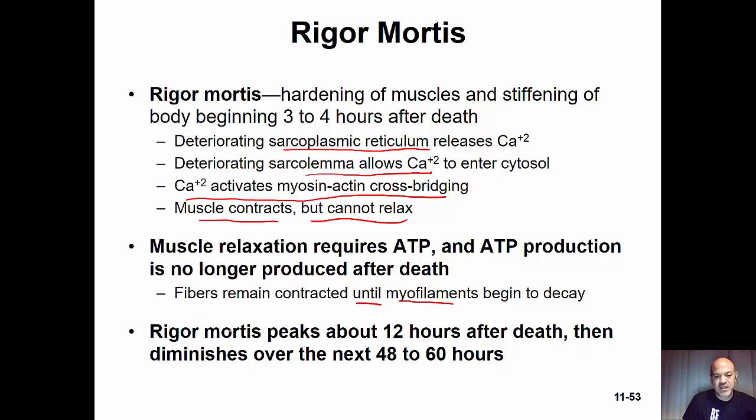But this last point here is when rigor mortis is going to peak. It'll start, as we said earlier, about 3 to 4 hours after death, and then maximum rigor mortis is about 12 hours after death. And then it'll begin to diminish 48 to 68 hours afterwards due to the decomposition of the protein fibers themselves.